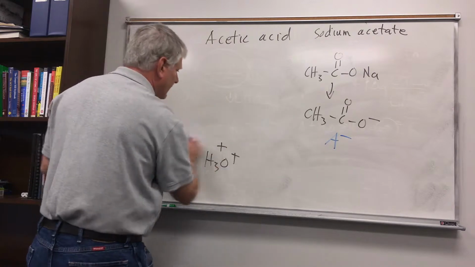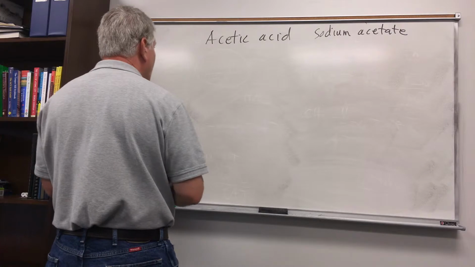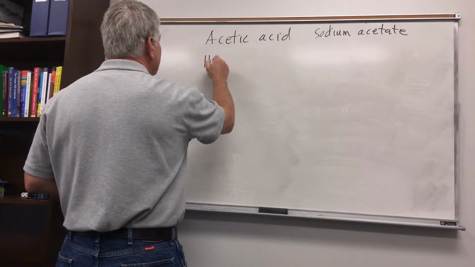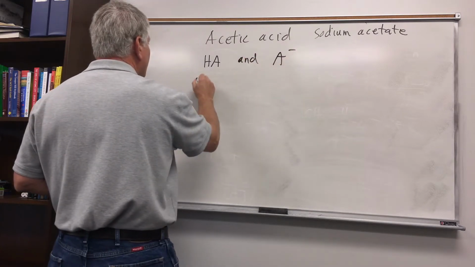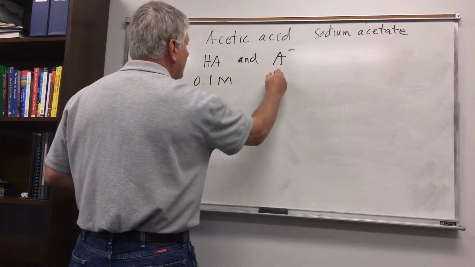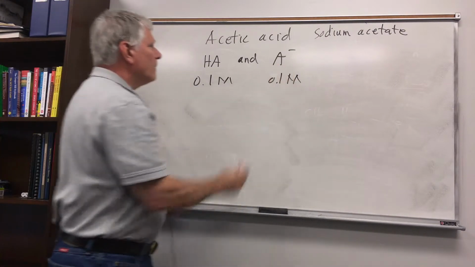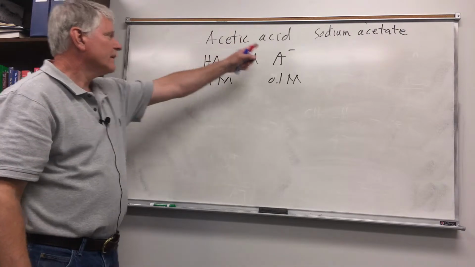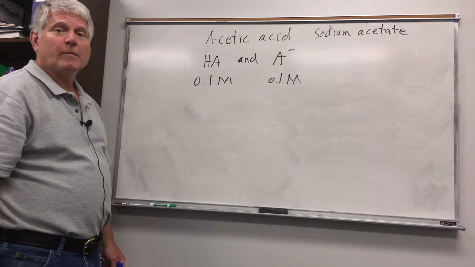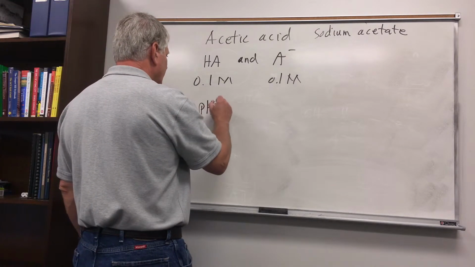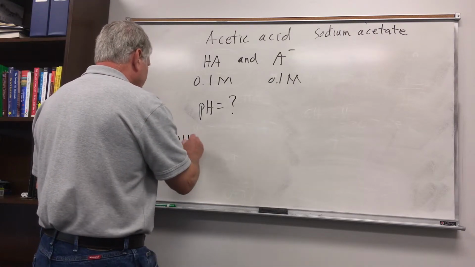So we have acetic acid. So we have a mixture of acetic acid and its conjugate base. And so we start with 0.1 molar of the acid and its conjugate base. First, let's find the pH of the buffer solution. So we use the Henderson Hasselbalch equation.